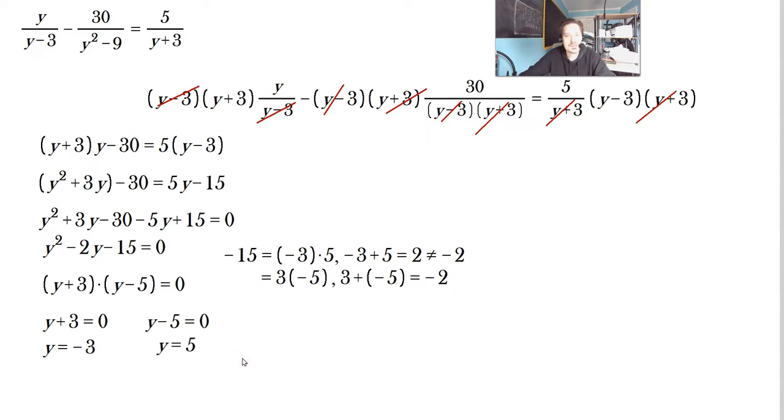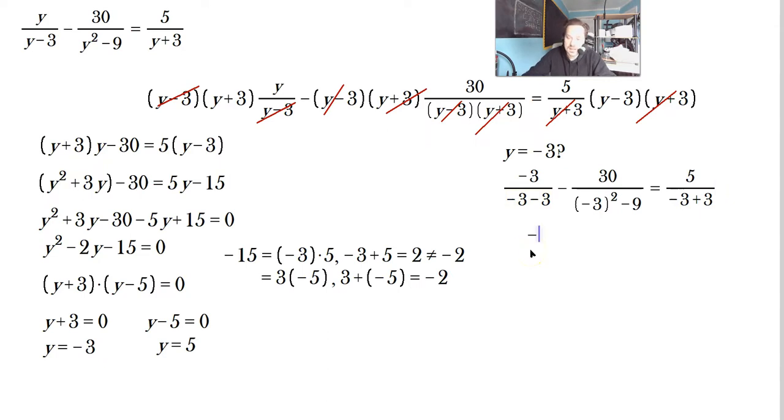The question is, do they both work though? Let's check that on the side. So I'm going to check with y equals negative 3, okay? We want to know, does this work in the original equation? So check it, negative 3. That means in the original equation, every y gets replaced with negative 3. So negative 3 minus 3 minus 30 divided by negative 3 squared, minus 9. What we're checking is, can this work in this equation? So it's 5 over negative 3 plus 3. In the first one, it's okay because you just end up with negative 3 over negative 6, no problem.